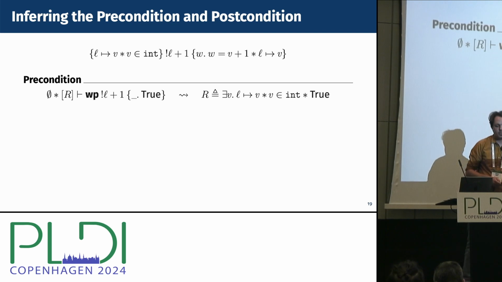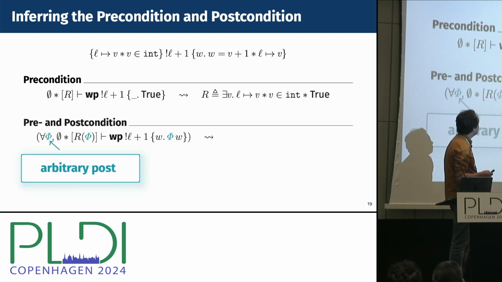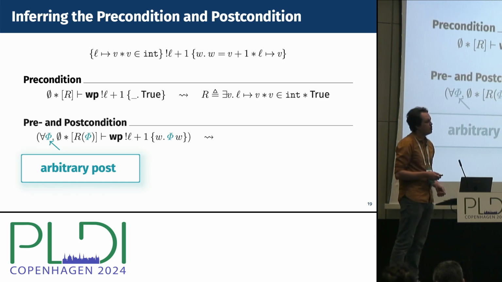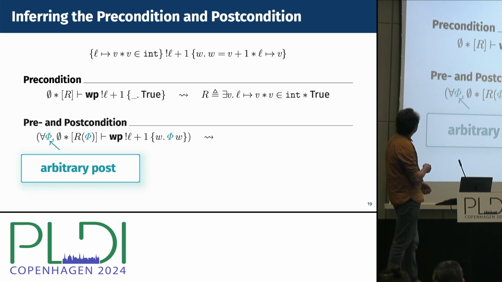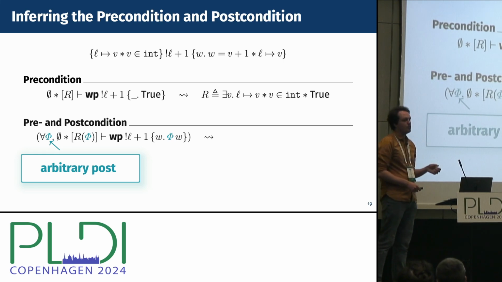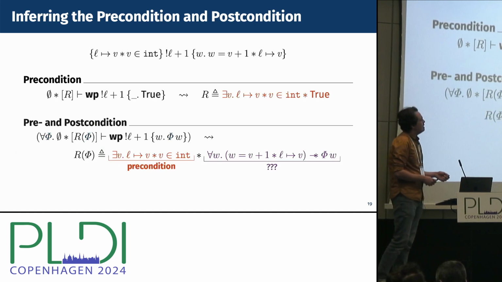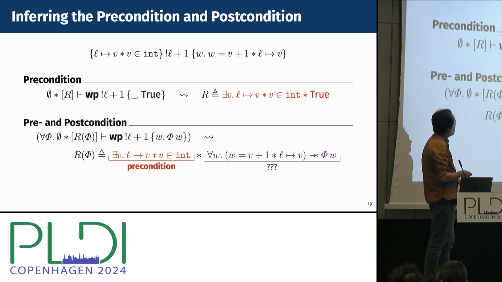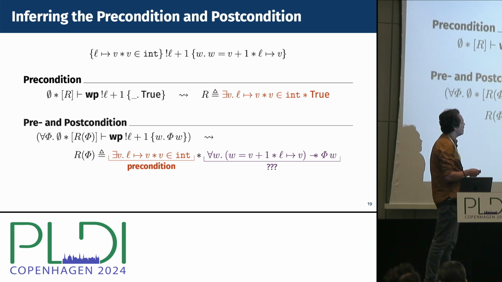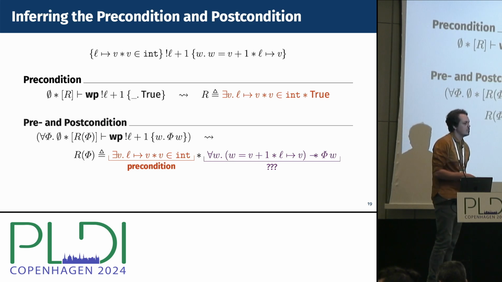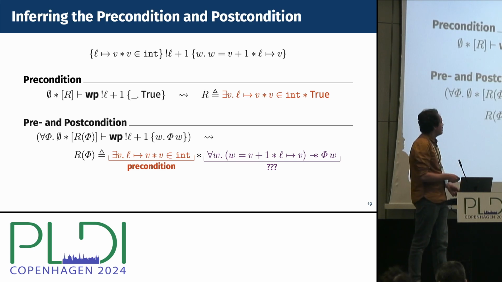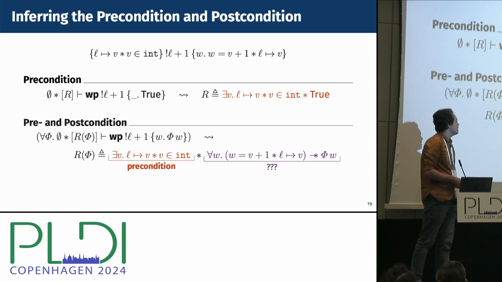How does that work? Well, we can basically do the same thing, but we need to apply a trick. Instead of doing the inference for the post condition true in the weakest precondition, we do it for an arbitrary post condition phi. And then what we get looks like this. So it has a precondition here, and that is basically the same precondition as we had earlier. But it then also has this constraint.